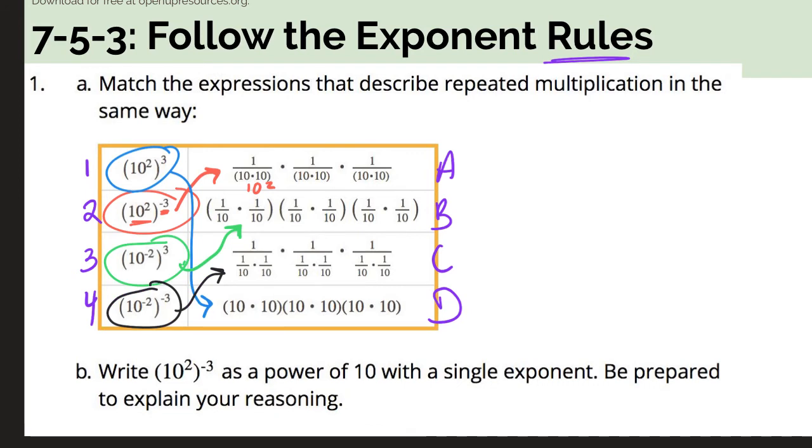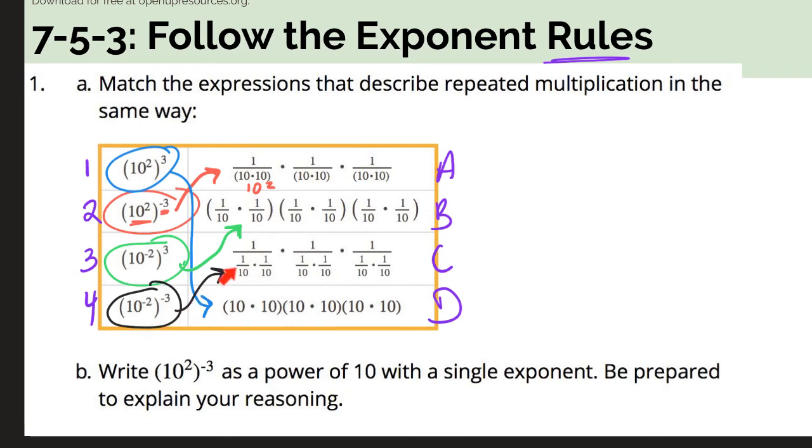Okay, so here's how they would match up. Number 1 goes with D. That one is kind of a review from stuff we talked about. Number 3 goes with B, and that's because 10 to the negative 2 power, well, that's the same as 1 over 10 squared, or 1/10 times 1/10. And you notice we're doing that 3 times there.